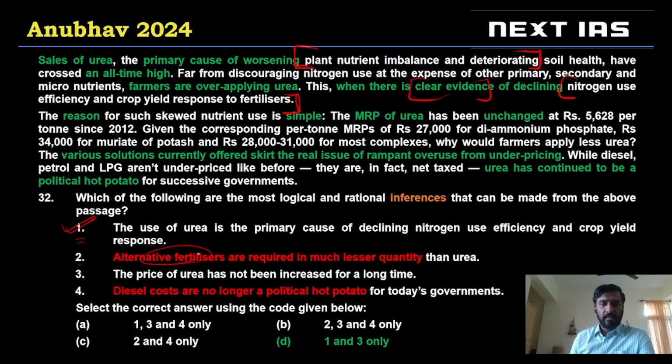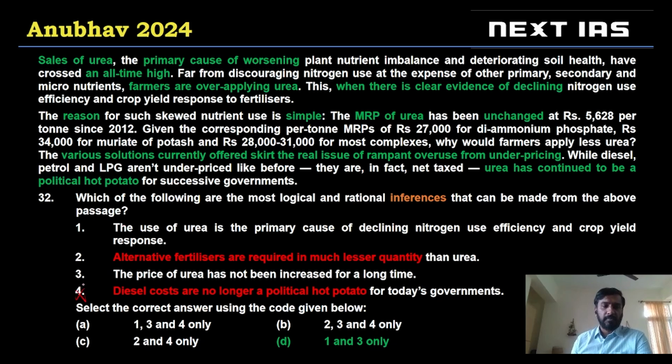Statement two, alternative fertilizers again are required in much lesser quantity, is not discussed. This comparison has not been made. 2 is invalid. 3. Price of urea has not been increased for a long time. This is very simple. This is discussed in the passage over and over again. And 4. Diesel costs are no longer a political hot potato. So diesel costs are easy to manage. Everyone manages them easily. Everyone meaning each government that follows since the start of India has managed diesel costs easily.